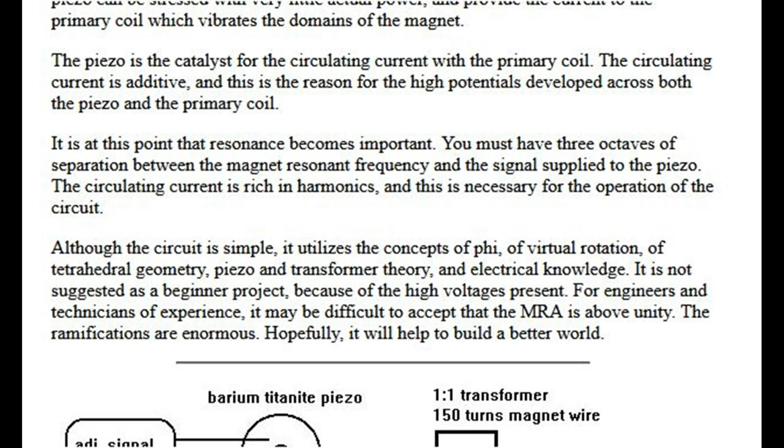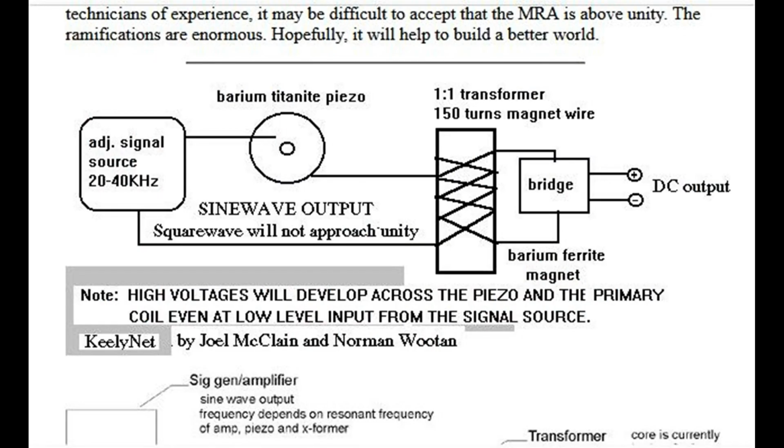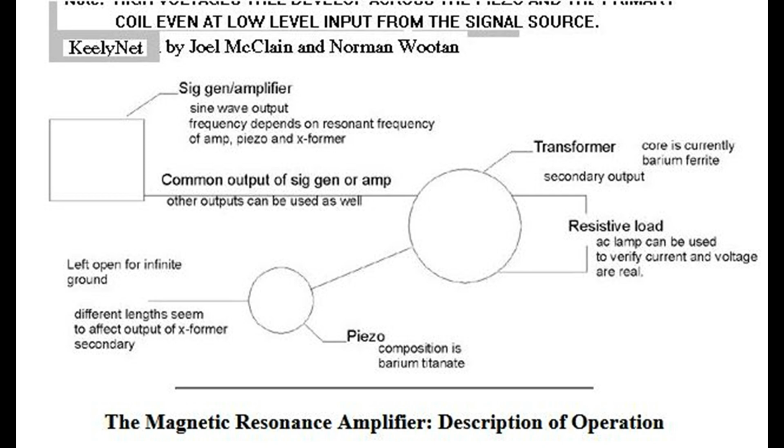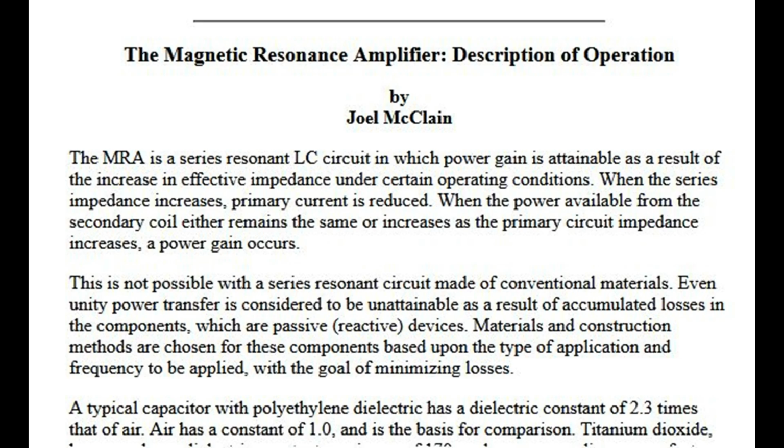The Magnetic Resonance Amplifier, Description of Operation. By Joel McLean. The MRA is a series resonant LC circuit in which power gain is attainable as a result of the increase in effective impedance under certain operating conditions. When the series impedance increases, primary current is reduced. When the power available from the secondary coil either remains the same or increases as the primary circuit impedance increases, a power gain occurs. This is not possible with a series resonant circuit made of conventional materials.